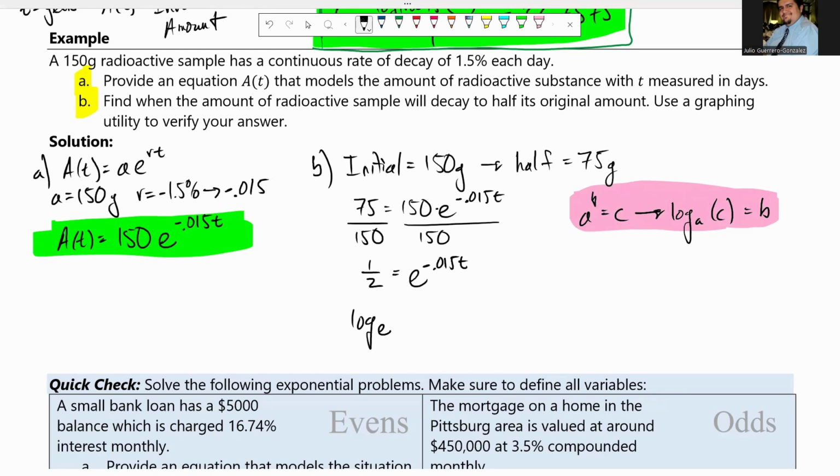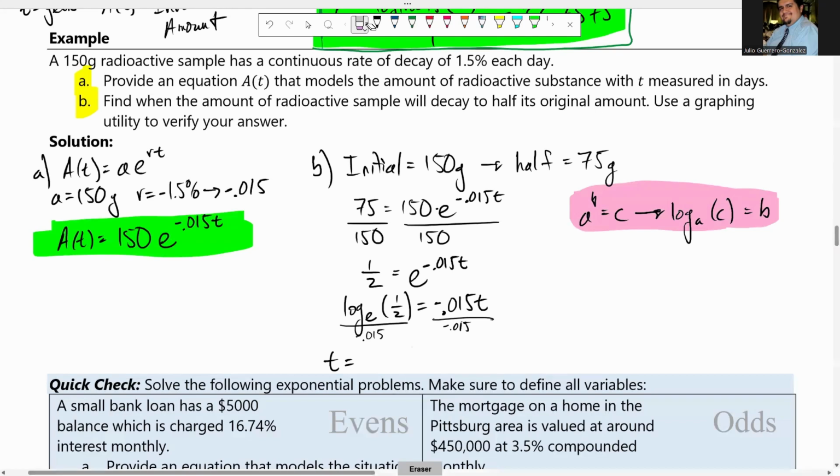Log base e. Let me give myself a little more space. Log base e of 1/2 is equal to negative 0.015t. I need to solve for t, so I can divide away that negative 0.015, right? So divide by negative 0.015 on both sides. t is equal to, remember, log base e is equivalent to ln of 1/2.